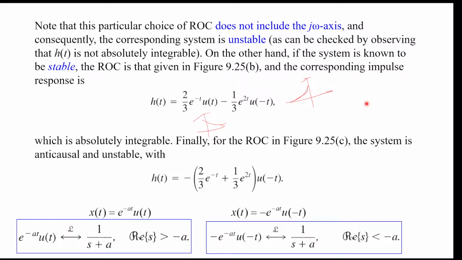So this is not causal and not stable, because you get two left-sided functions as your inverse Laplace transform. This first function will be an exponentially growing function toward minus infinity, so this is once again not stable. And then this whole function is in negative t, so this is not causal.